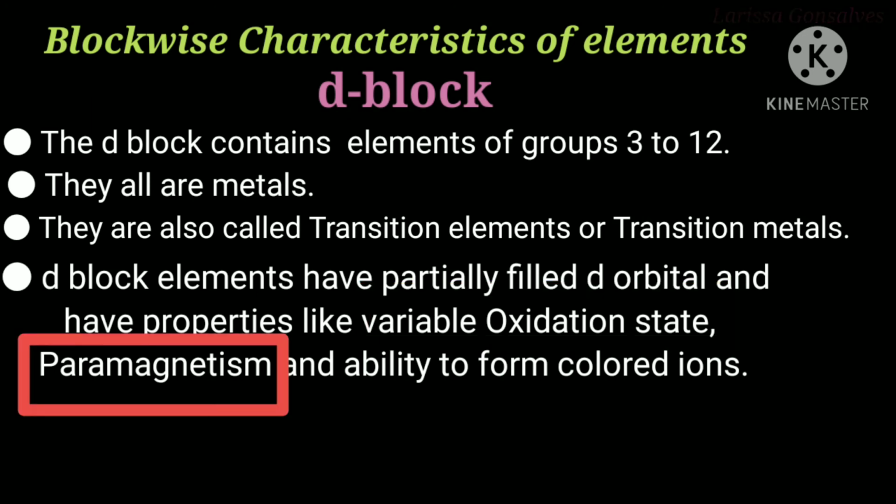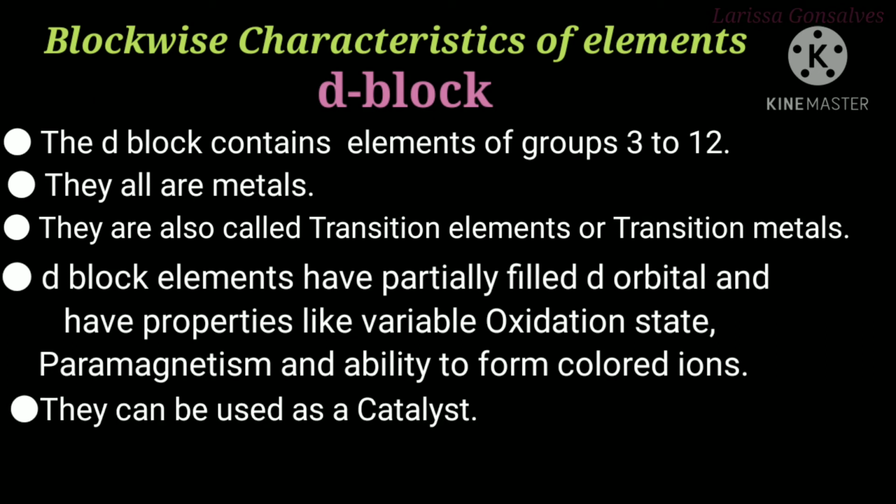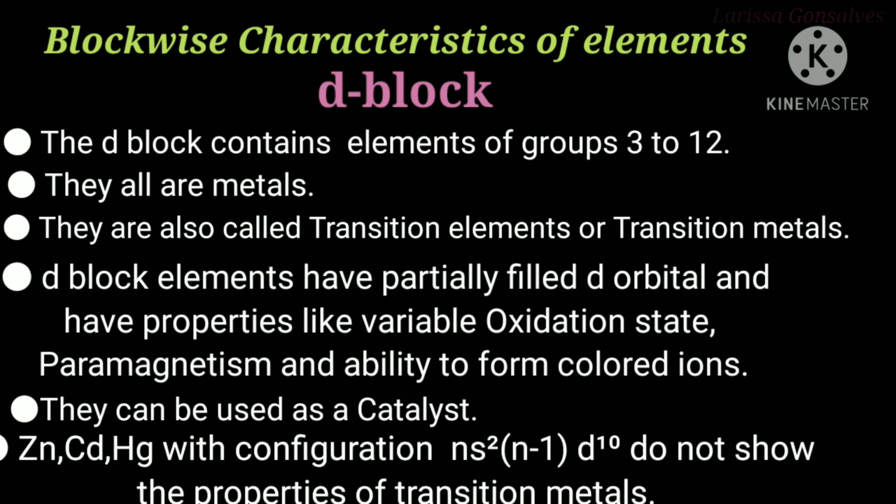Paramagnetism means if there are unpaired electrons in the orbitals, then it is called a paramagnetic element. The elements belonging to the d block can also be used as catalysts. Catalysts are chemical species which are used to increase the rate of a reaction.